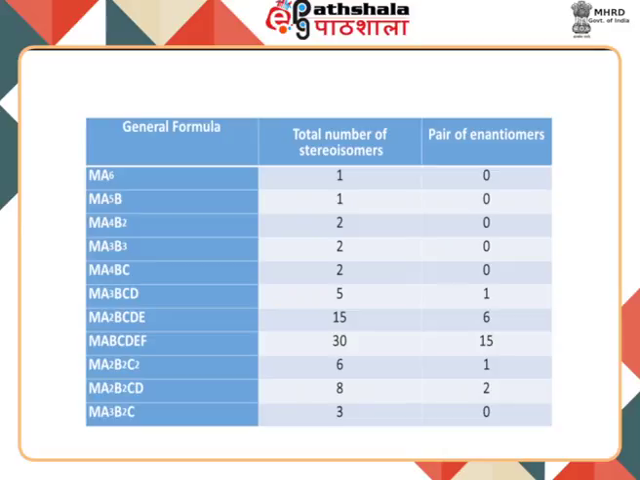Complex type MA2B2C2, the total number of stereoisomers is 6, whereas the pair of enantiomers is 1. MA2B2CD, the total number of stereoisomers is 8 and the total pairs of enantiomers is 2. However, for the complex MA3B2C, the total number of stereoisomers is 3 and the pair of enantiomers is 0.